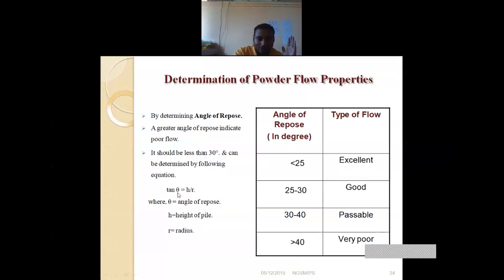So how can you calculate the theta? Theta is equal to 10 to the power minus 1 into h by r. That is the value of theta. You can calculate theta with the help of this formula, 10 to the power minus 1 into h by r. If the theta value is more than 40, then the angle of repose shows very poor flow properties of the fluid.